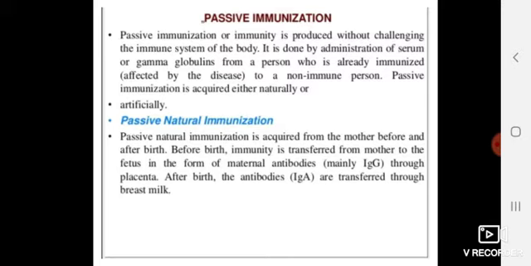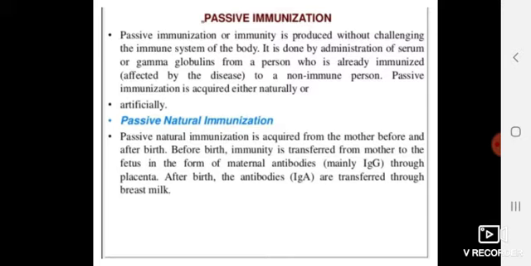Mainly two types. The first one is the natural method and another one is the artificial passive immunization. We will see the first one, passive natural immunization. Commonly, the immunity is transmitted from the mother before and after birth. From whom? Mother, before and after birth. Before birth, how will it be transmitted? Through the placenta, and after birth, breast milk.